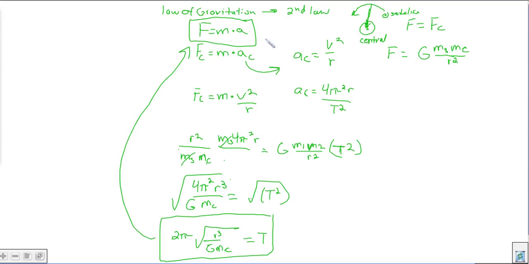In the next video, I'm going to show how the second law, force equals mass times acceleration, can be used to solve for the velocity of a satellite. I just showed you how you could use this to figure out the time of any satellite going around a central body. But you can also use this to figure out the velocity of any satellite going around a central body. And it still is just force equals mass times acceleration. So stay tuned to that next one, because that also is very helpful.